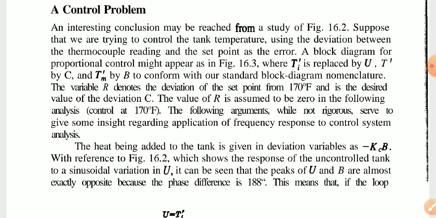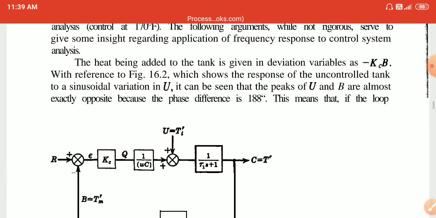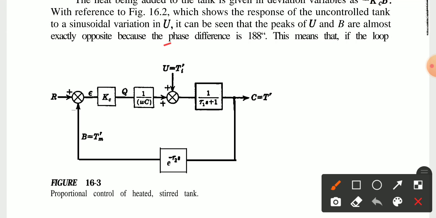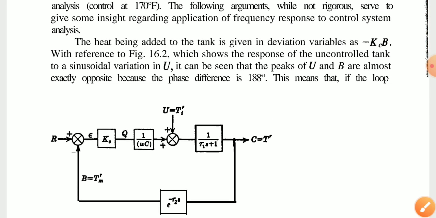Okay, the next one is the block diagram. This part is a control panel. The heat being added to the tank is given in deviation variable as Kc multiplied by B, with reference to figure 16.2, which shows the response of the uncontrolled tank to a sinusoidal variation in capital U. Now it can be seen that the peaks of U and B, this one is capital U and this one is capital B, T'M, are almost exactly opposite in direction because the phase difference is 180 degrees.